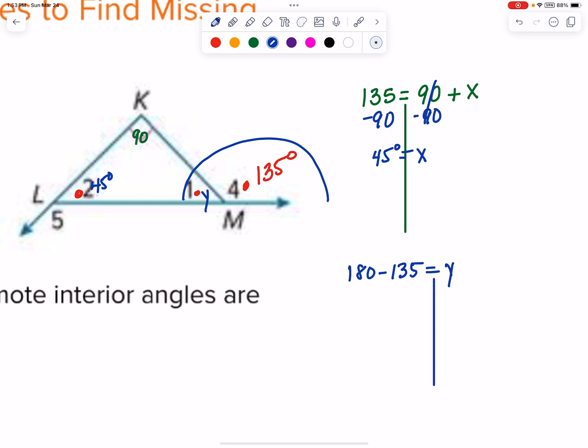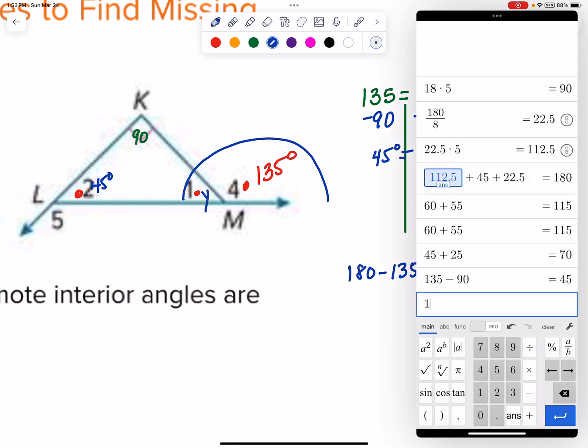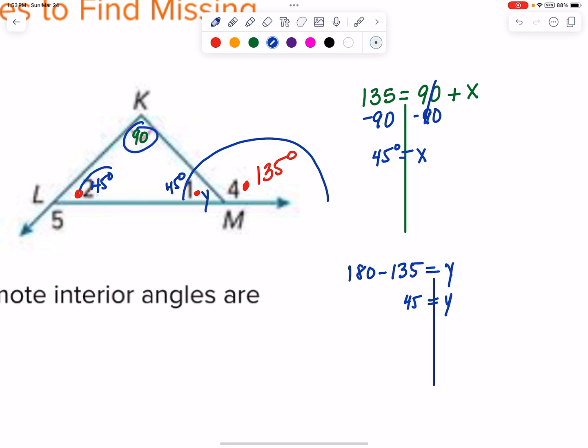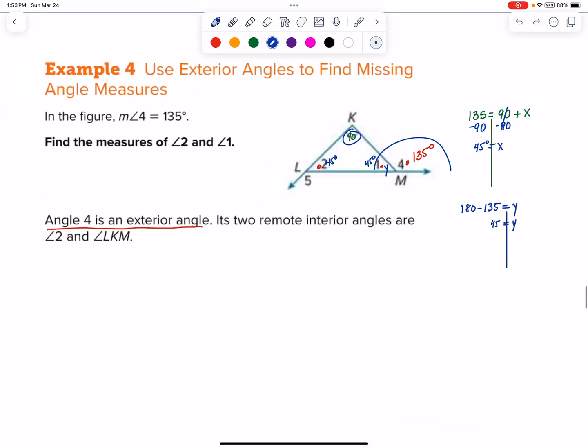All right. So here we go. Let's go ahead and do our subtraction. 180 minus 135 is, well, I guess we could have left it x, huh? Is 45 degrees. Okay. All right. And there we go. So we also know that simply because we add 90 and 45 and 45 equal 90, and 90 plus 90 is 180. So we have a couple ways of solving stuff. Let's go ahead and write the measures. So measure of angle 2 equals 45 degrees, and the measure of angle 1 equals 45 degrees.